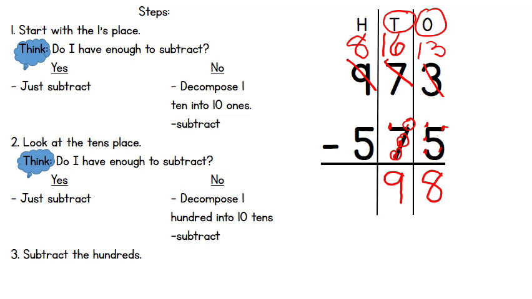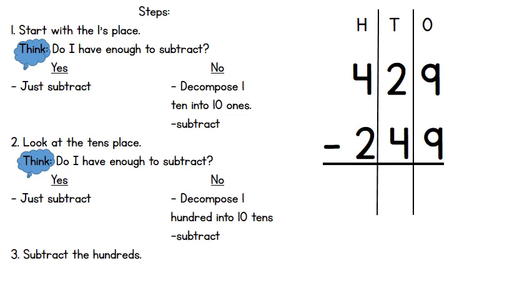Now I'm going to do my last step, step 3, which is subtract the hundreds. I have 800 and I'm going to take away 500. 800, 700, 600, 500, 400, 300. I have 300 left. My difference is 398.